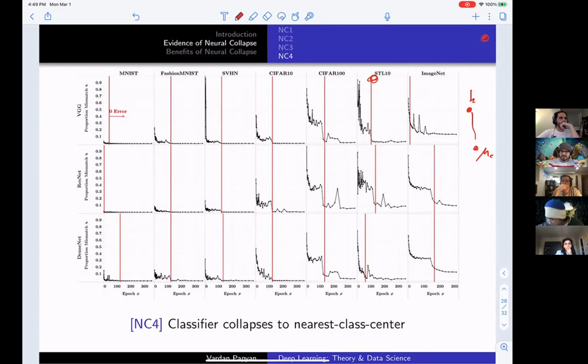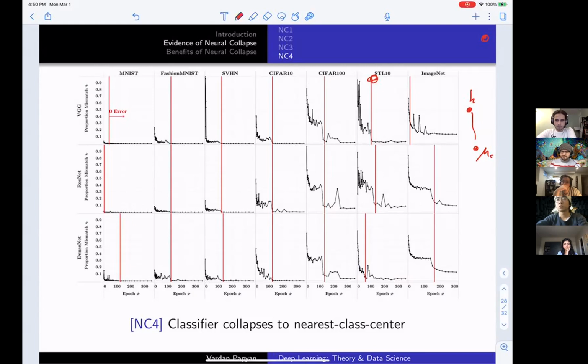Another way of predicting the class is just calculating the prediction of the network based on the weights and the biases. And what this plot shows is how many times there is a mismatch between these two predictions. So how many times do these predictions not align? And you can see that basically very quickly you converge to full alignment between the two approaches. You can see in many cases very close to perfect agreement.